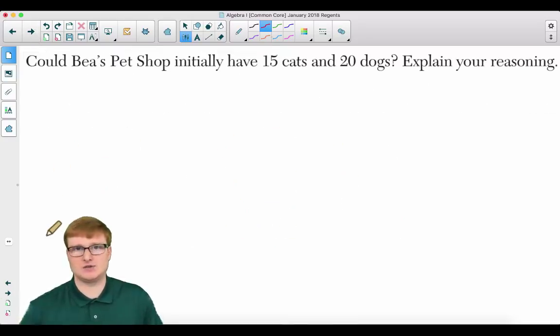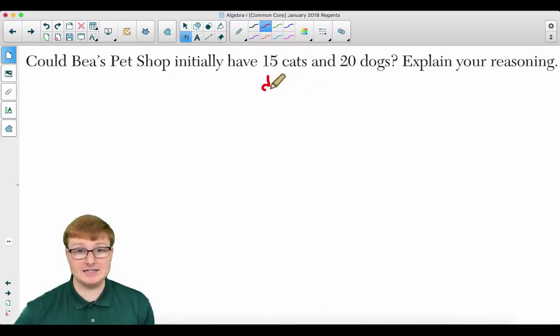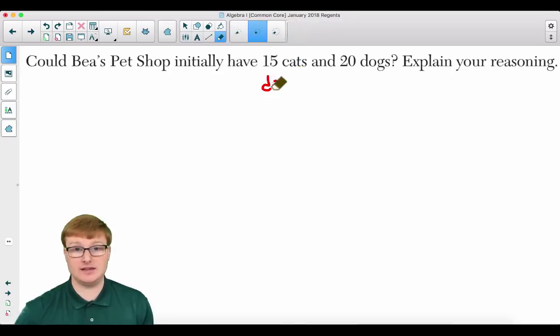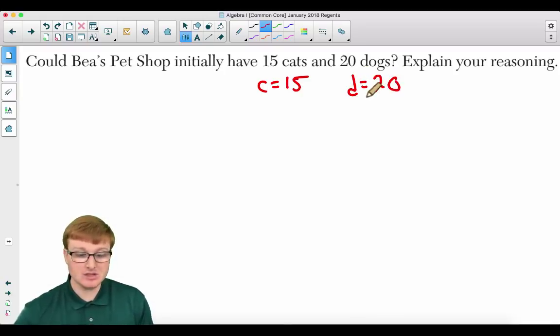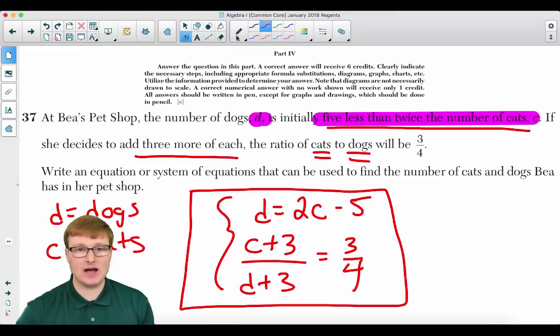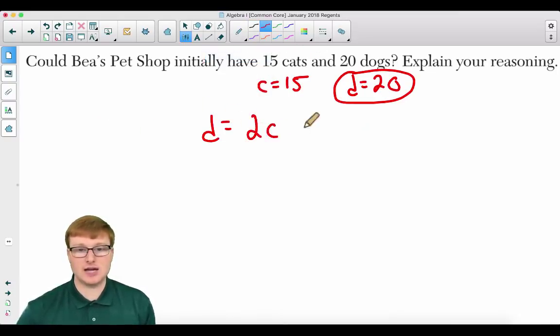Now, I assume that they're going to ask us for a whole bunch of solving stuff. Could B's pet shop initially have 15 cats and 20 dogs? Explain your reasoning. Well, you're going to let C equal 15, and you're going to let D equal 20. So it says here initially. Well, let's go ahead and plug in 20 into our initial dogs equation, which is D equals 2 times C minus 5. All right, so D equals 2 times C minus 5.